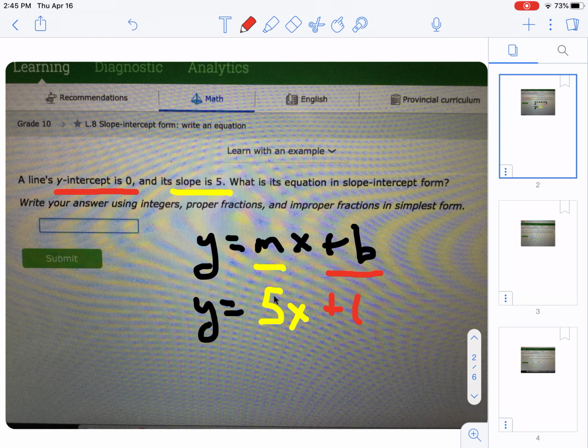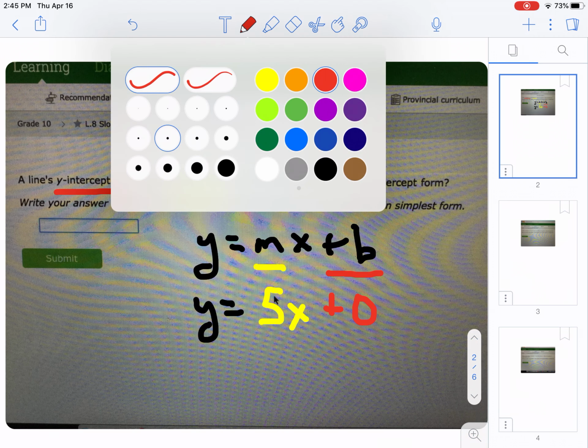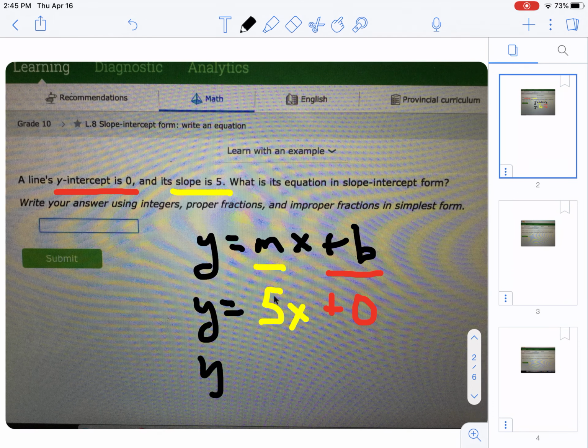plus 0. Okay, now because we have a plus 0 at the end, we wouldn't necessarily write that, because we would never say the number is 7 plus 0, because it would just be 7. So we leave it out when it says 0. So the answer for this specific question would be y equals 5x.